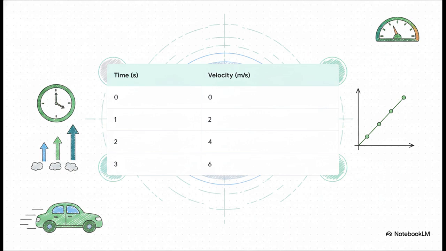On the left, we've got our time in seconds, ticking up 0, 1, 2, 3. On the right, we have our velocity in meters per second. Notice what's happening as we read down the table. At 0 seconds, the velocity is 0. We're at a total standstill. At 1 second, velocity is 2. At 2 seconds, velocity is 4. At 3 seconds, it's 6. The velocity is steadily increasing by exactly the same amount, 2 meters per second every single second.